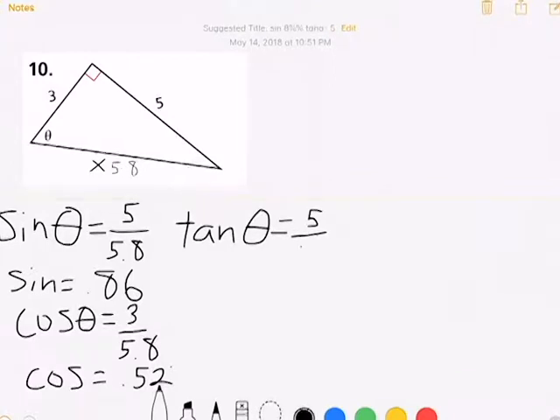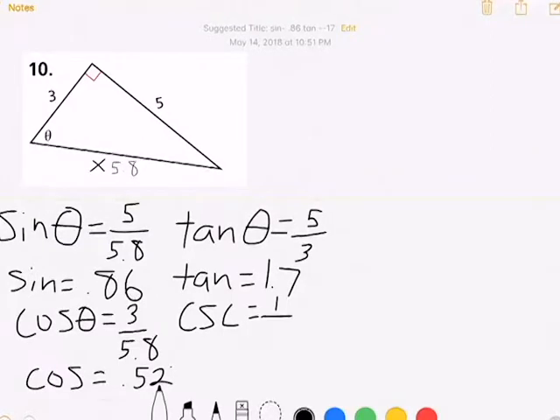Then tangent, you're just going to do the same thing. Tangent is opposite over adjacent, so that's going to be 5 over 3, and that is 1.7. So now we're going to move into cosecant, which is a little bit trickier, but not much. You just simply do 1 over sine for cosecant, which we already found was 0.86.